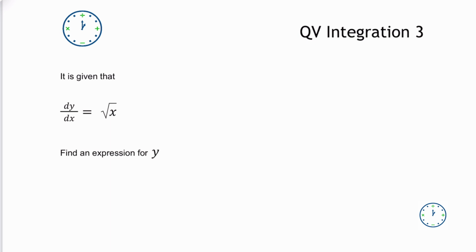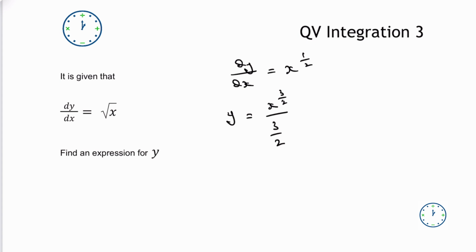However, in order for us to do that, I'm just going to make my life a little bit easier by writing dy by dx equals x to the power of a half, because when I integrate it's much easier for me to add 1 to the index and divide by the new index. So what I get is y equals x to the power of 3 over 2, which is a half added to 1 and then divided by 3 over 2.